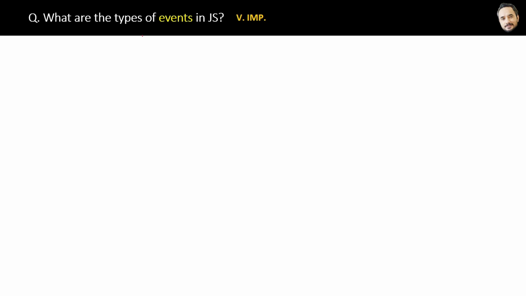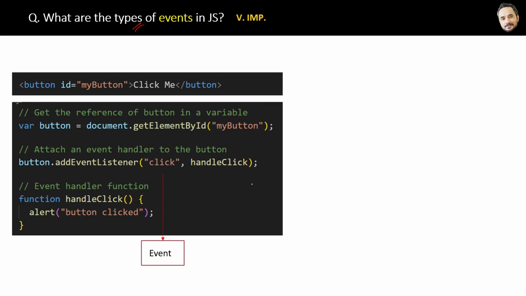What are the types of events in JavaScript? Similar to click events, we have many other types of events in our web pages or JavaScript. See the button click code here. Here, as you know, click is the event name and handle click is the event handler. Similarly, we can have other events as well.